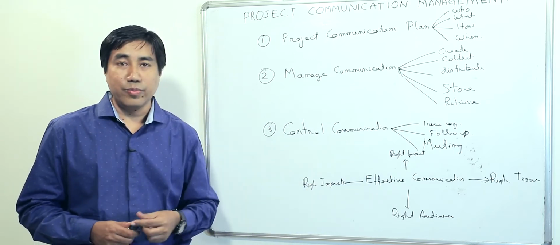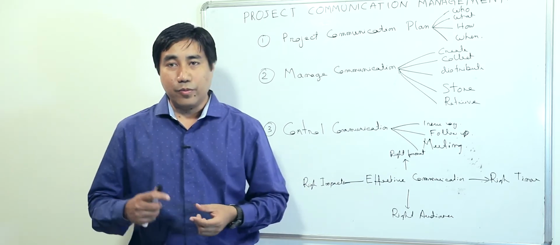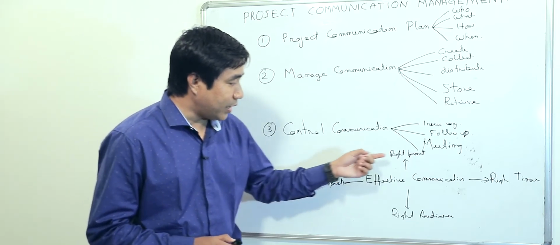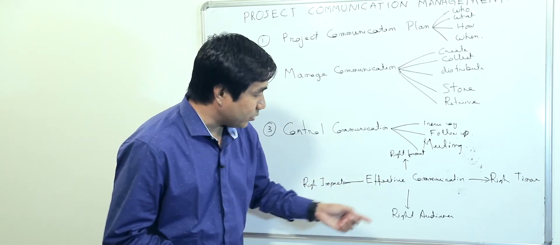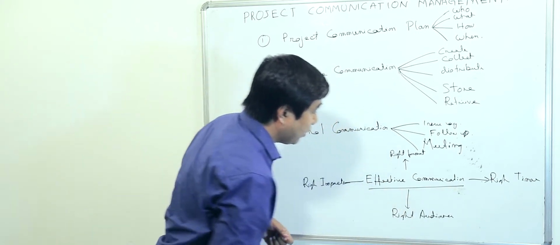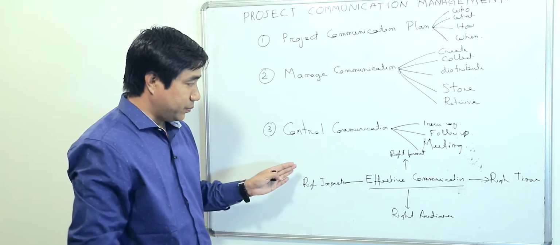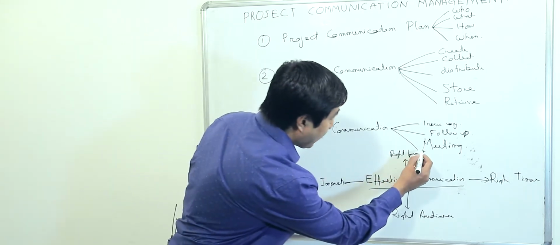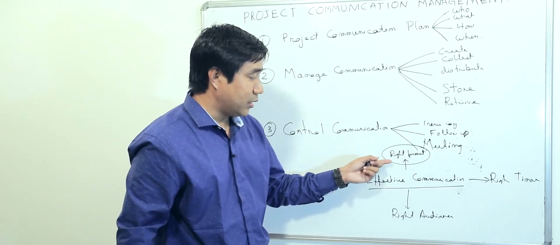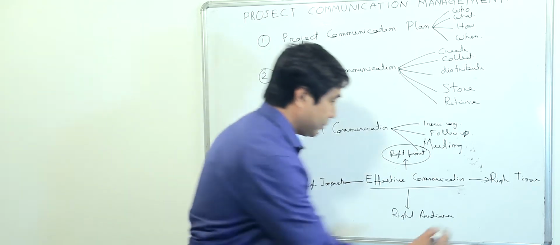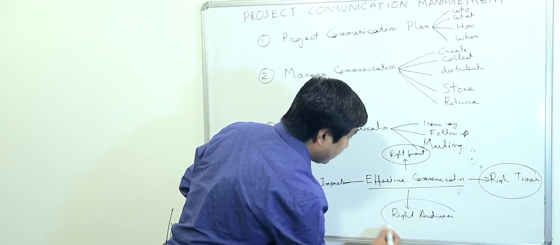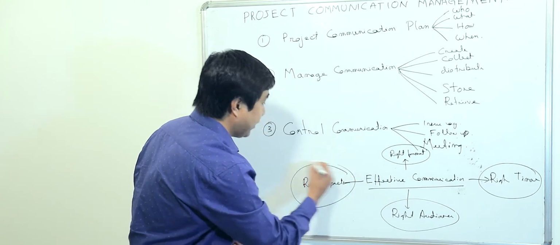And another one is through meetings. So a meeting is one effective form of communication control, right? And here I drew some diagram which is not so clear, but I can read it out. This is effective communication, and we have four items in it. First one is the right format, second is the right time, third is the right audience, and the last one is the right impact.